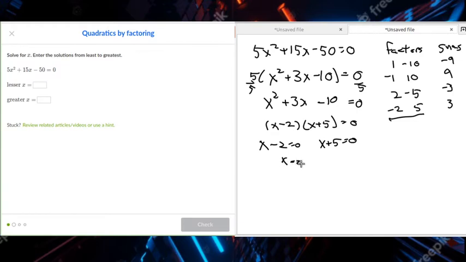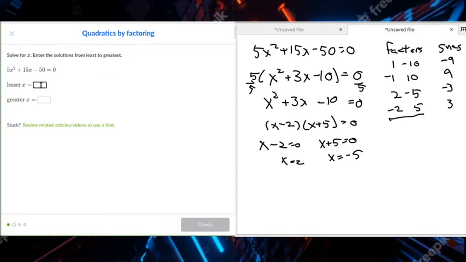x is equal to 2, or x is equal to negative 5. Let me substitute these back in, make sure we're not making a mistake here. I'm going to substitute them in here. 2 squared is 4, plus 3 times 2 is 6, 4 plus 6 is 10, minus 10 is 0. That's good. Negative 5 squared is 25, minus 15 is 10, minus 10 is 0. So both of these work for me.